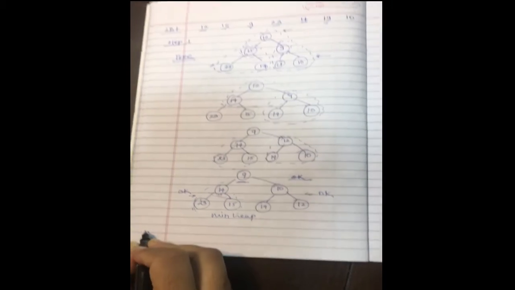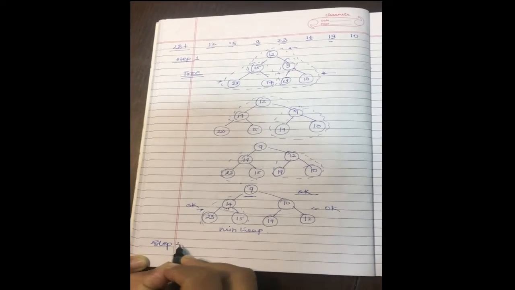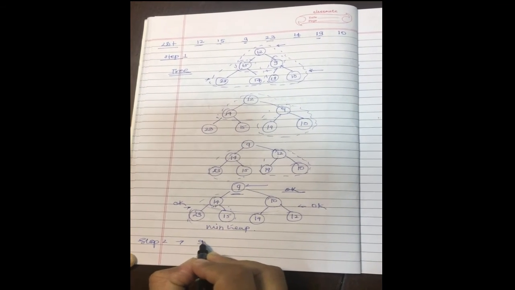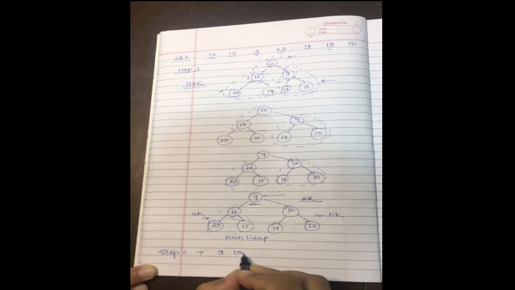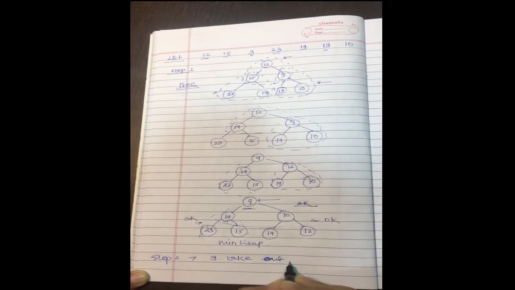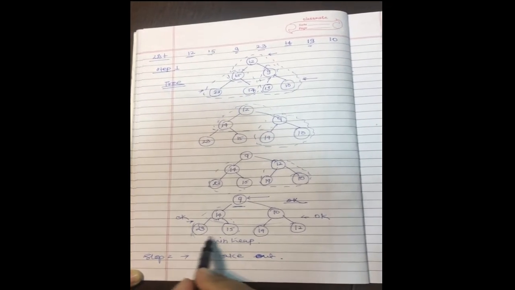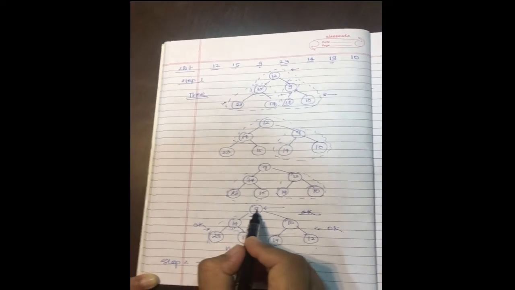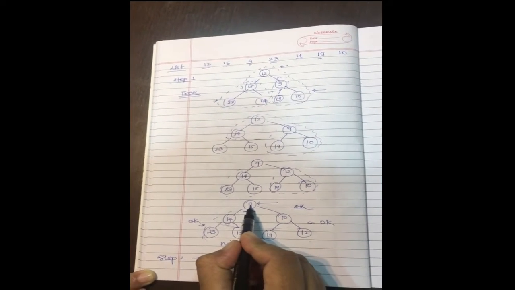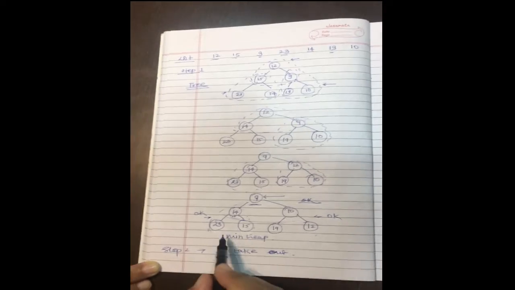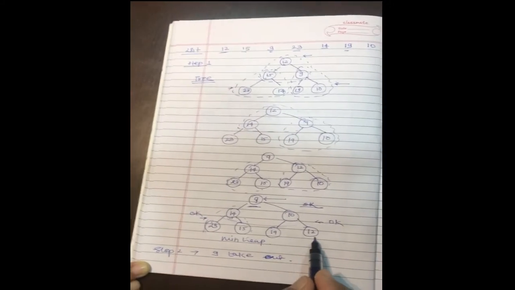Now what is the next step? Step 2 is to get this root node out. So you will take out 9, and you have to shift the last number from the tree to the 9th position. So you have to replace 9 with the last number. So in this tree the last number is 12.